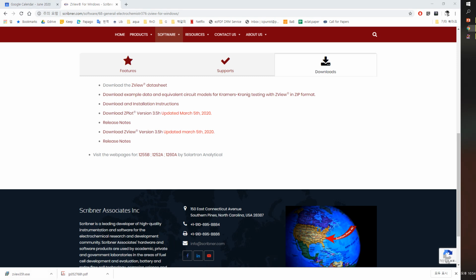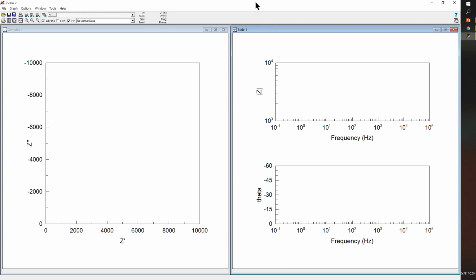Okay, then actually I have installed GView. So here is the very first screen of GView. You could find two windows. The first window is about the Nyquist plot. The x-axis is G prime, which is the real part of impedance. And on the y-axis, you could find G double prime, which is the imaginary part of impedance.